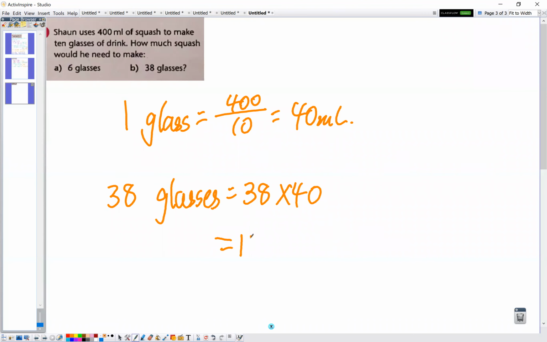So it's 1,520 millimeters. That's how you work out the second one.